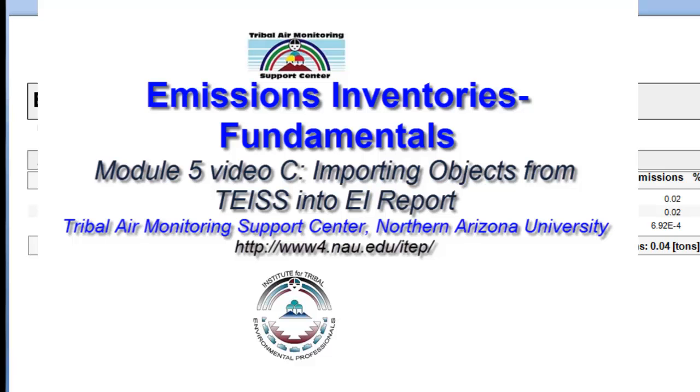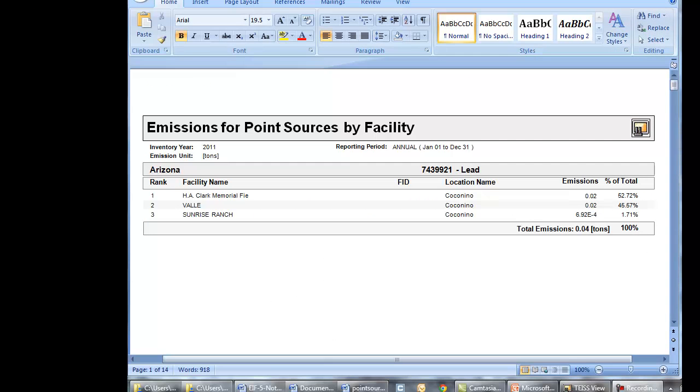This video is going to demonstrate how you get the report that you exported from TEISS into your Microsoft Word, into your written emissions inventory. So the first thing you want to do is to open up that file that you exported from TEISS.